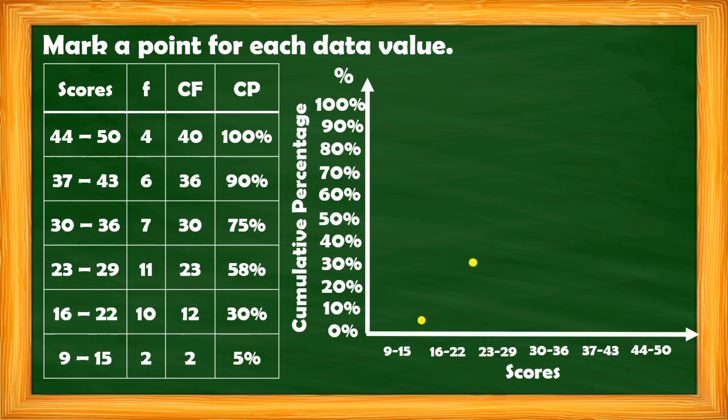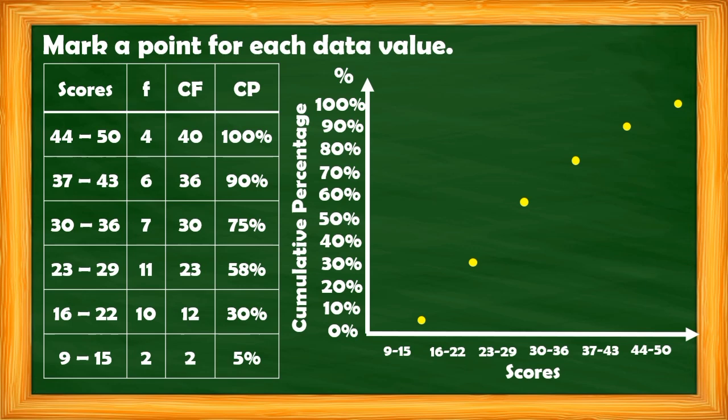Ayan. And then for 23 to 29, 58%. Nasa pagitan yan 50 to 60. Malapit na sa 60. And then next, 30 to 36, 75%. Sa gitna ng 70 and 80%. And then, 37 to 43, that is 90%. Saktong-sakto siya. And then finally, 44 to 50, yung cumulative percentage niya is 100%. Kaya, saktong-sakto dun sa 100%. Okay.